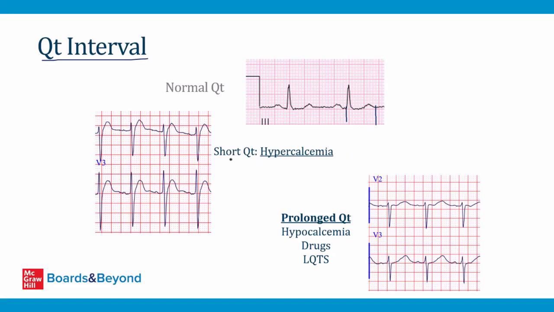So the short QT interval is classically caused by hypercalcemia. We'll talk more about that in a second. A prolonged QT interval can be caused by hypocalcemia. There are also a number of drugs that cause the QT interval to prolong. There's also something called the congenital long QT syndrome. And I'll talk about all these things in the next few slides. Before I go on, I just want to point out the QT interval here is very short, and the QT interval here is much, much longer, just to give you an idea of what a short and long QT interval looks like.